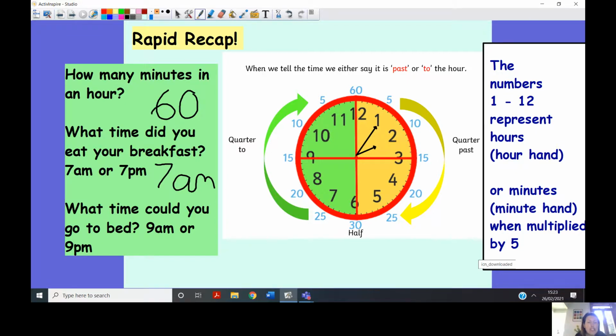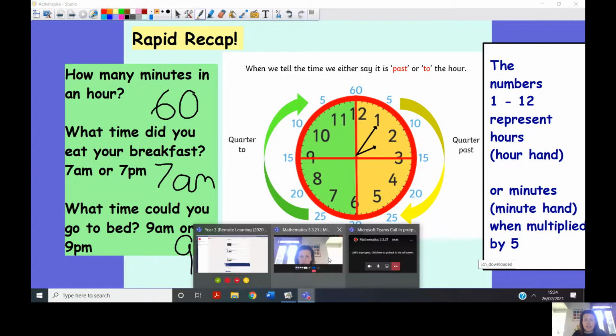And what time could you go to bed? 9 a.m. or 9 p.m.? Well, you technically could go to bed at 9 a.m., but I hope you all said 9 p.m. because it's post-meridian, which is after midday. So think about it, after lunch, you'll do some more lessons and then you'll come home, have some supper and then go to bed. Right, we are going to now get started on today's lessons.